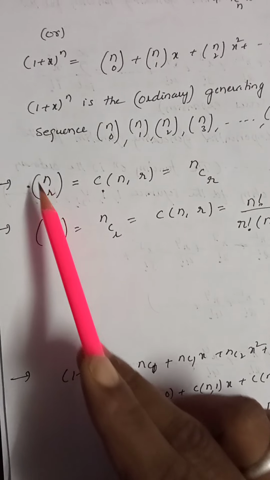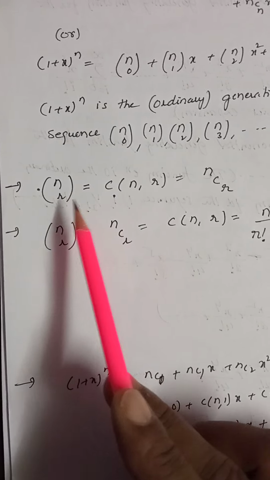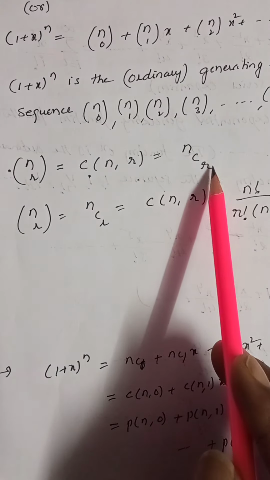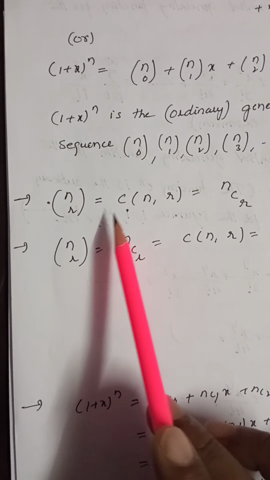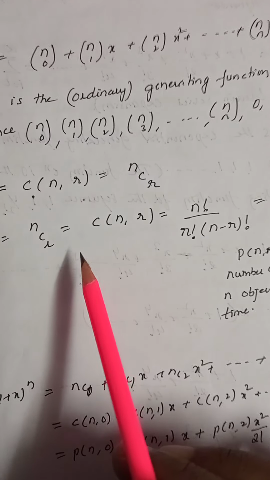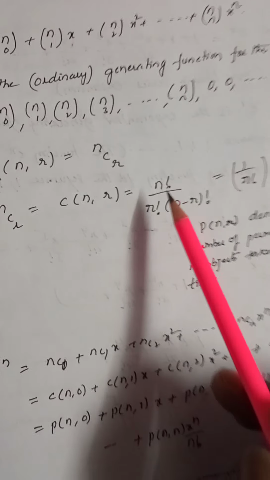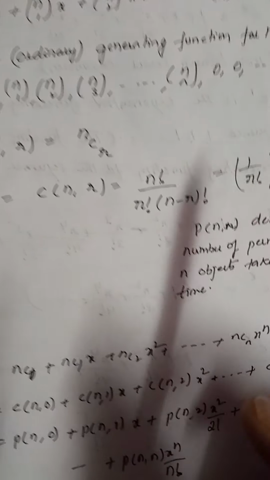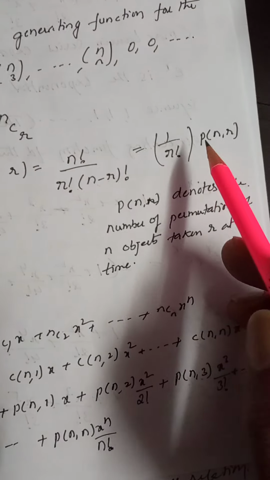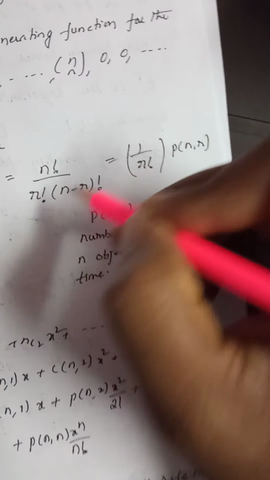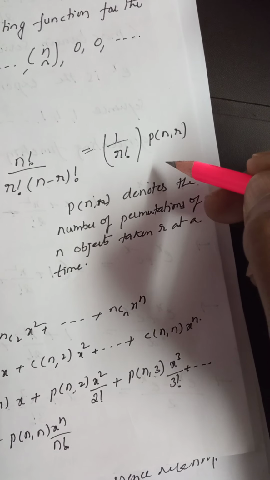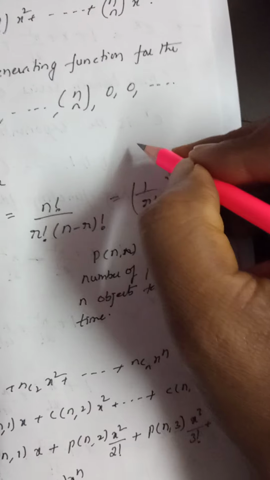Next, nCr. The standard notation is nCr, or you can write C(n, r). There are three notations: nCr can be written as (n r) and C(n, r), right? Now the nCr formula, or C(n, r) formula, is n factorial by r factorial into (n minus r) factorial, right? Now we are taking 1 by r factorial separately, and n factorial by (n minus r) factorial can be written as P(n, r).